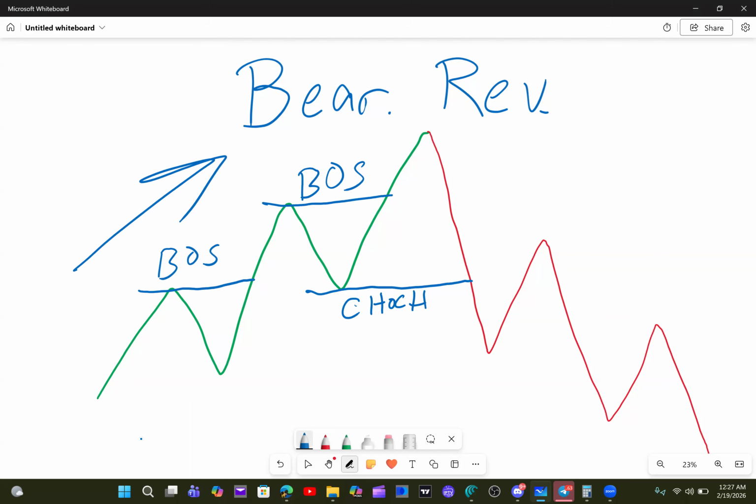Once you get it here, this is your first indication that price will go bearish. Now, once again, in order for this to be a bearish reversal, first of all, it has to break this. Second, it cannot break this high. So price will have to go up and give you a failed break. Failed to break.